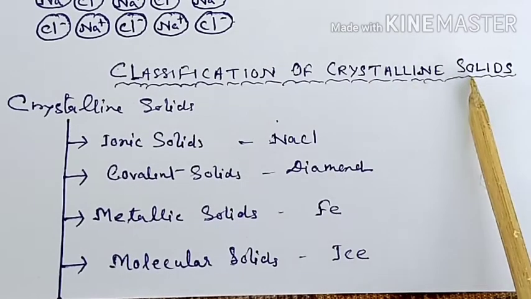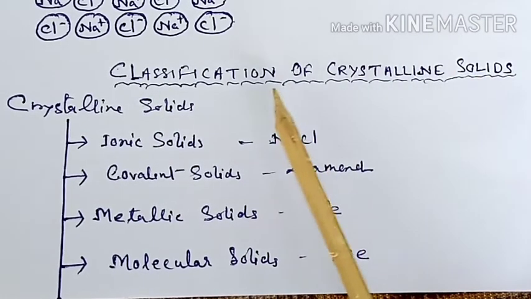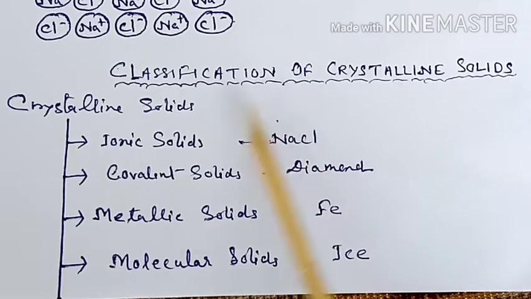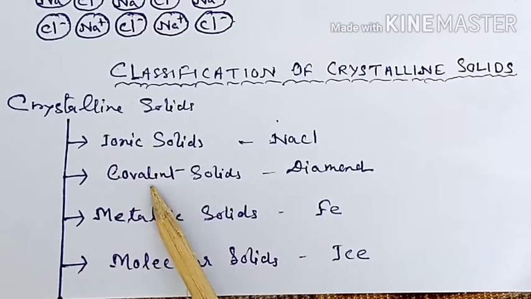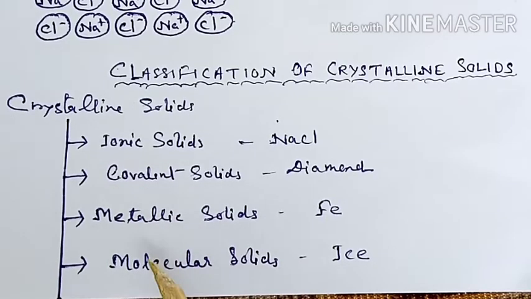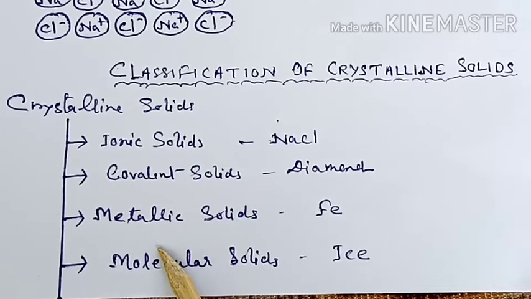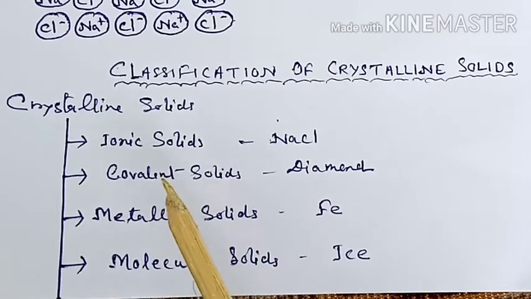Let us now discuss the crystalline solids. Classification of crystalline solid: crystalline solids are classified into ionic solid, covalent solid, metallic solid, and molecular solids. Now we'll discuss these four different types of solids with the help of examples.